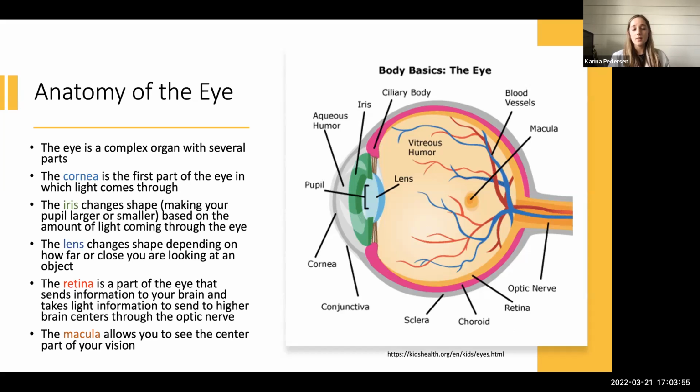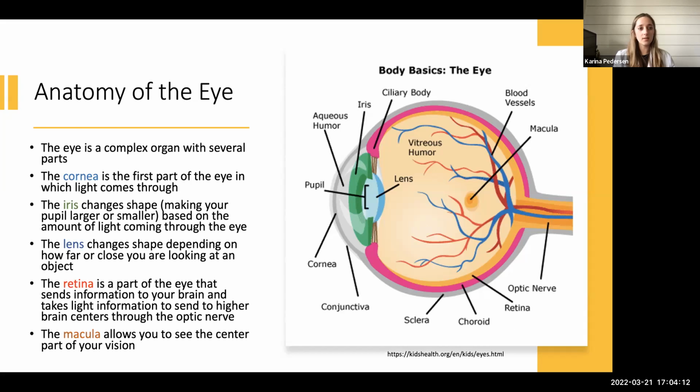And lastly, the macula allows you to see in the center of your vision. When you're looking at something straight on, you're really using your macula. If you have any questions, please put them in the chat and I will try to get to them if I see them.